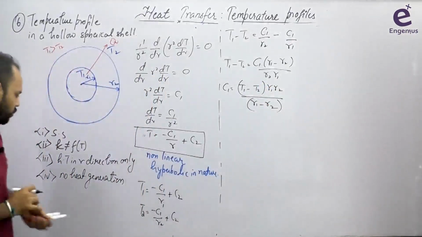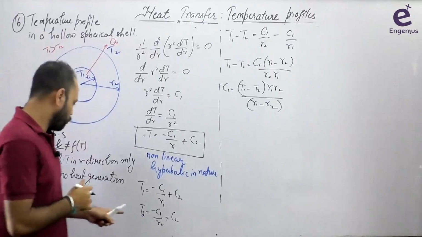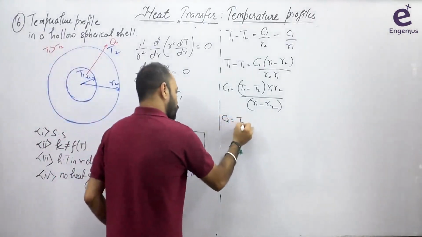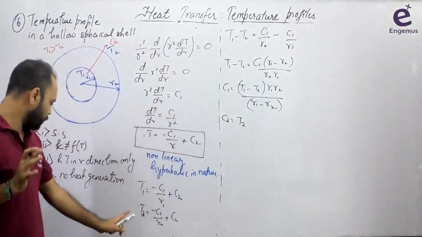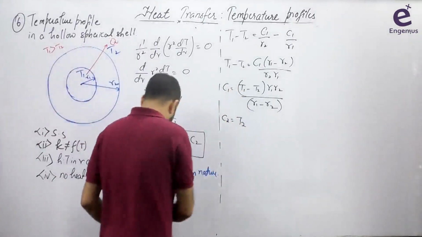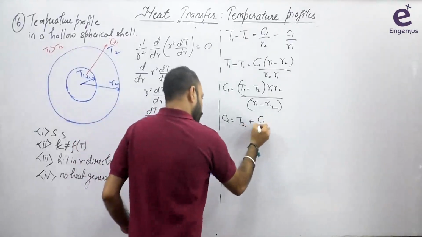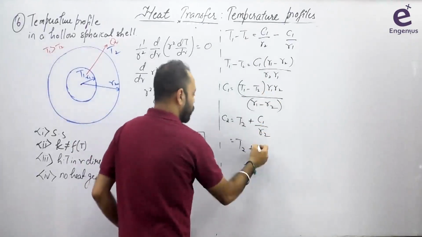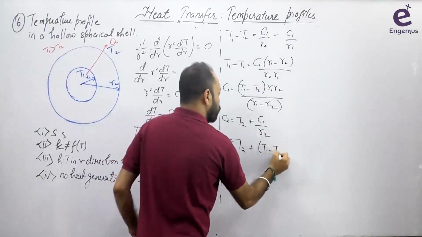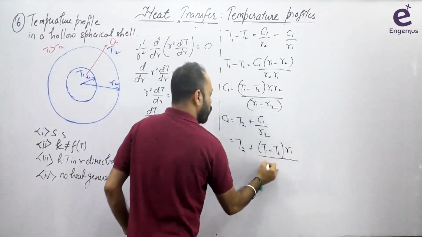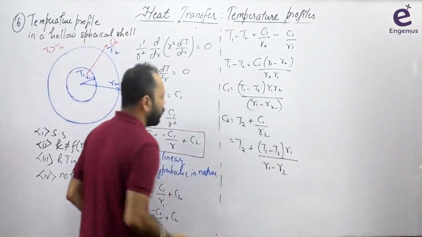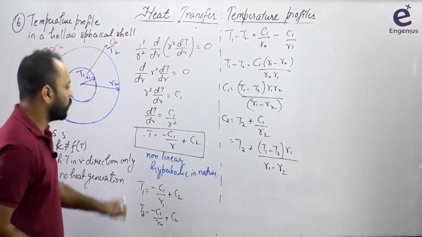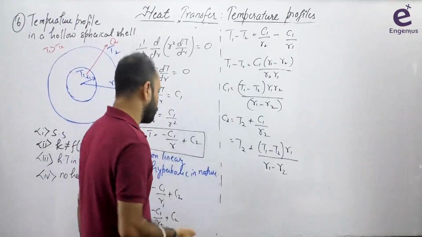Now C2. How to find C2? Use any one of these equations. So C2 is equal to T2 plus C1 by R2. Do you need to remember these values of C1 and C2? No, this is just mathematics. So that becomes T2 plus C1 divided by R2, which is T2 plus (T1 minus T2) into R1 divided by (R1 minus R2). This is what it will be. Okay? T2 plus C1 by R2. So R2 cancels. So I have C1, I have C2. Now I can write the temperature profile equation.